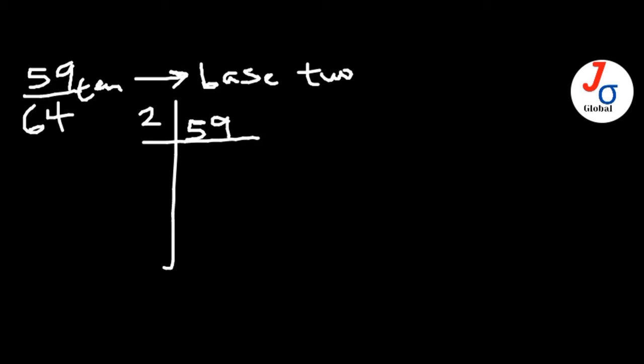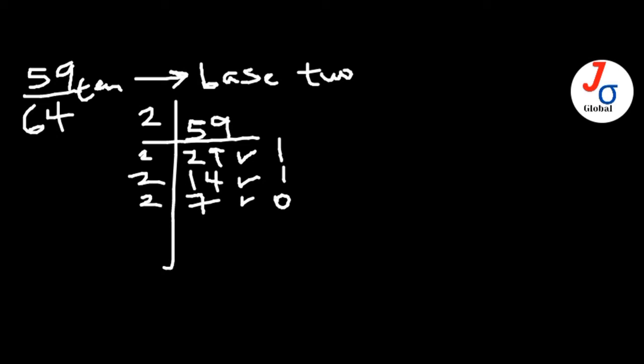59 to base 2. 59 divided by 2 is actually 29, remainder 1. Then 29 divided by 2, you have 14, remainder 1. And 14 divided by 2, you have 7, remainder 0. And 7 divided by 2, you have 3, remainder 1. And 3 divided by 2, you have 1, remainder 1.